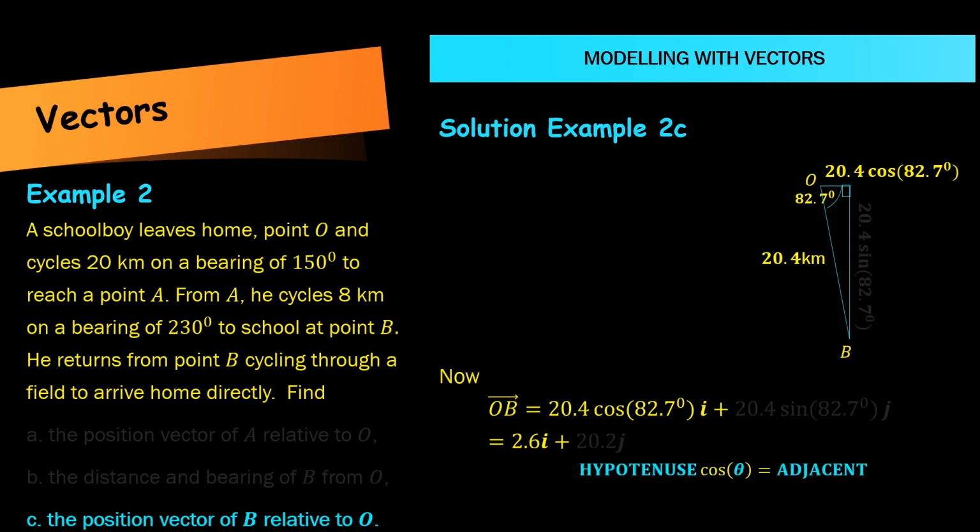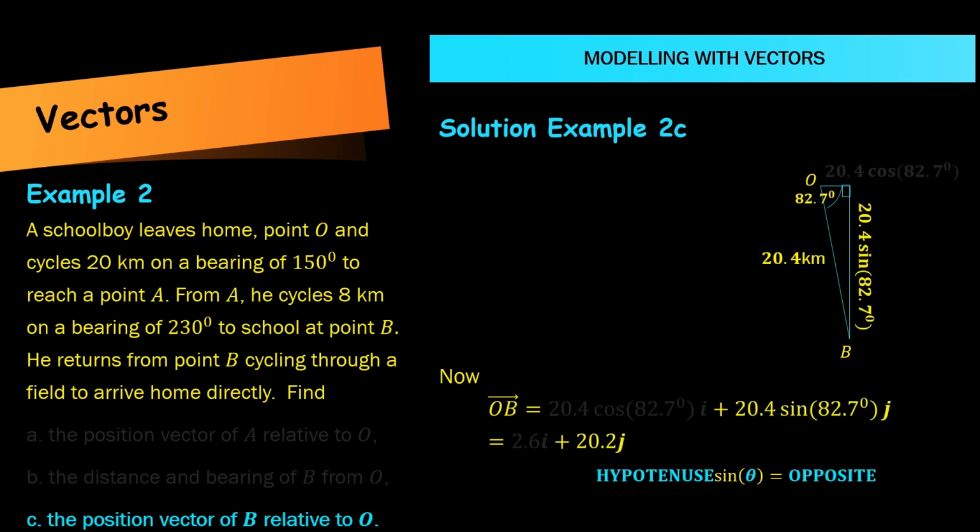Here we've used one formula. Here's theta, here's the adjacent, and here's the hypotenuse. And here for the j direction, we've used the sine formula, and here we have theta, here we have the opposite, and here we have the hypotenuse. And here's our solution.